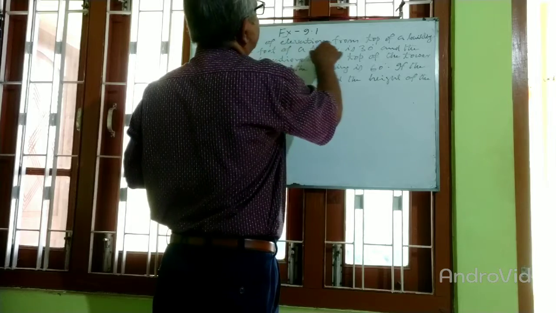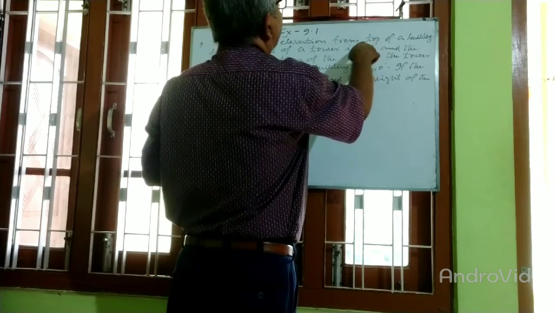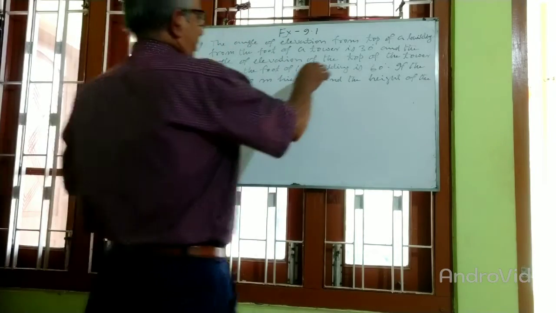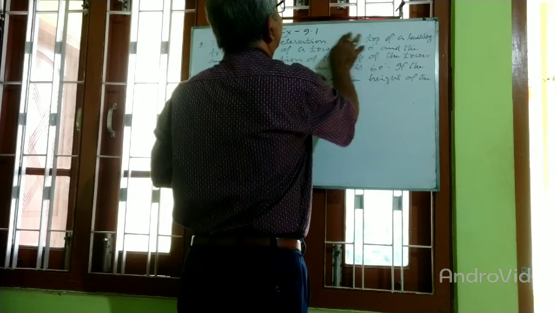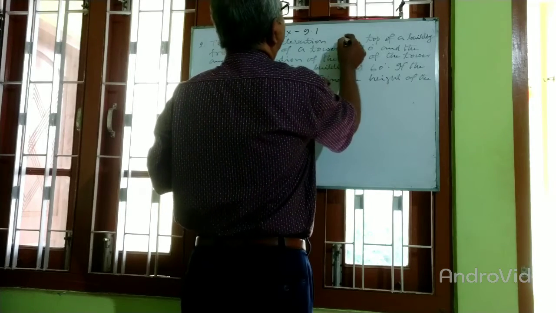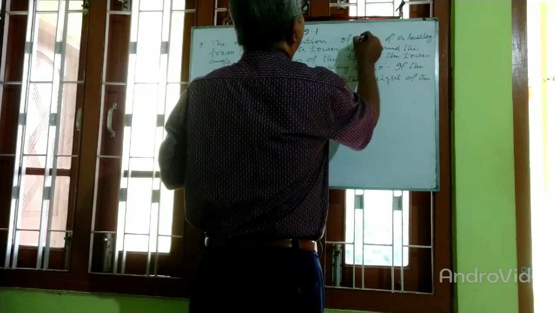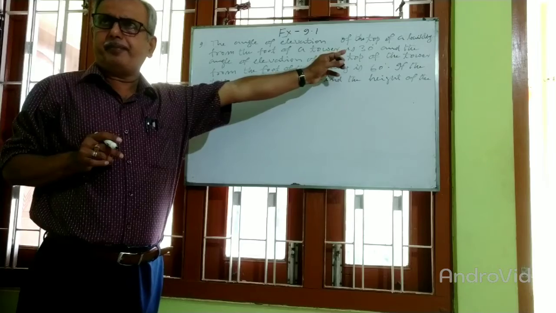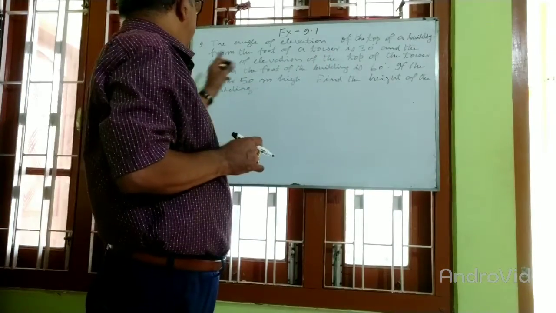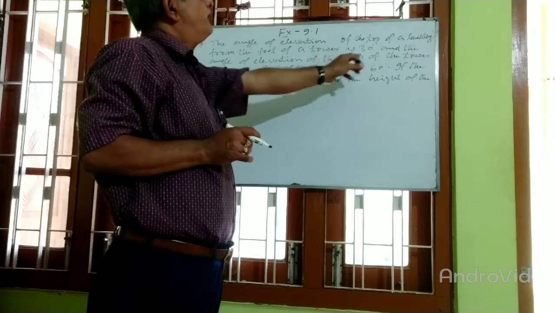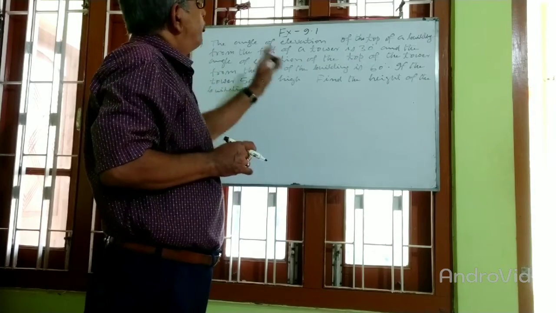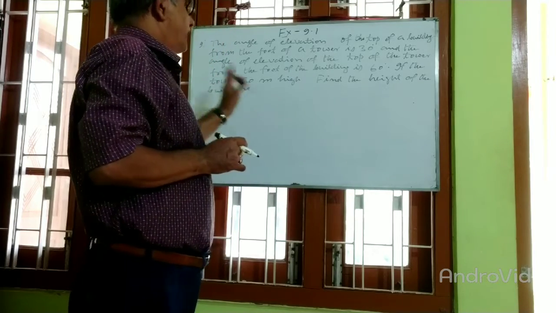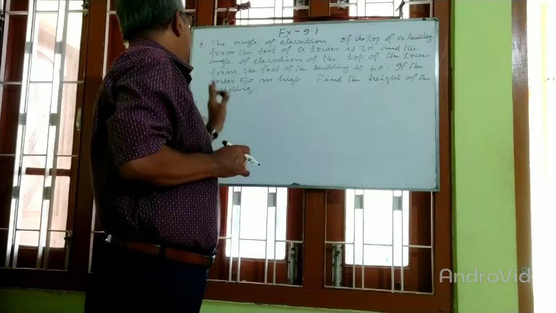The angle of elevation. You see the question. The angle of elevation of the top of a building from the foot of a tower is 30 degree, and the angle of elevation of the top of a tower from the foot of the building is 60 degree. If the tower is 50 meter high, find the height of the building.